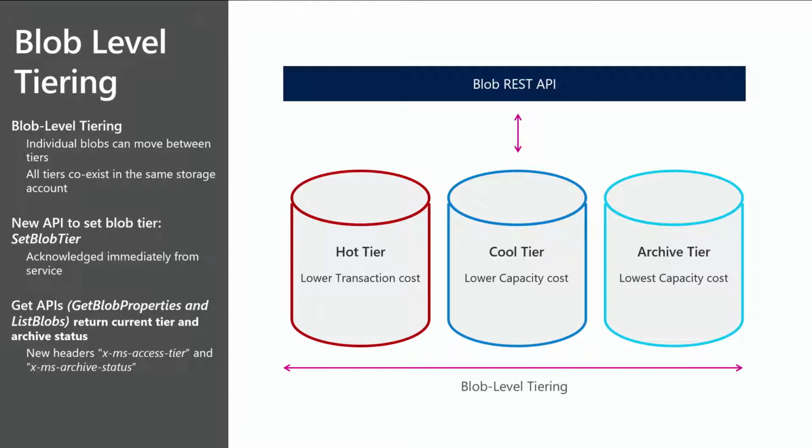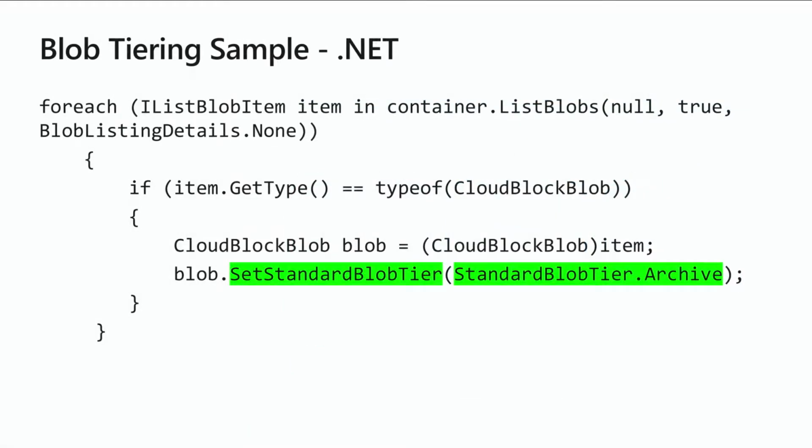Once the data is in the archive tier, we actually retain all of the metadata in the hot tier. So you can continue to query the existence of the object. You can look at the metadata on that object, etc. And when you need to retrieve it, you can actually go ahead and retrieve it. In the future, we're also going to add data lifecycle management there.